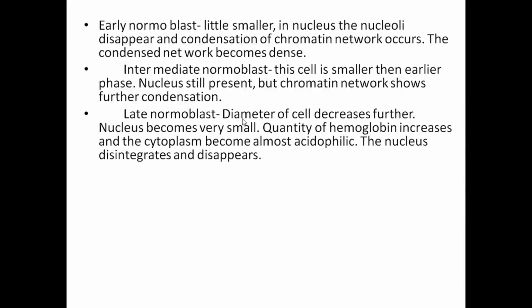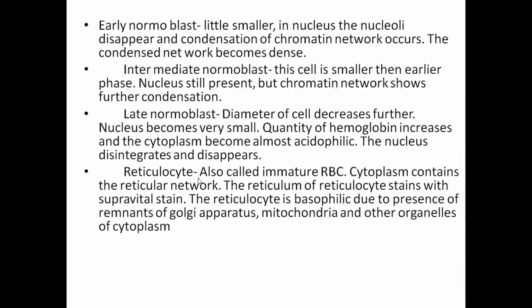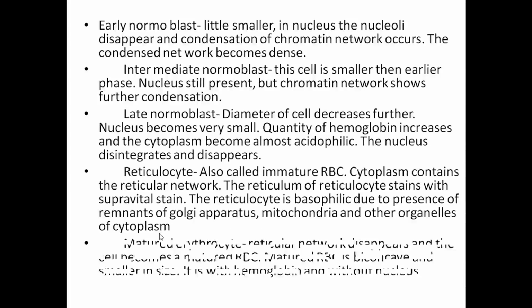Late normoblast: the diameter of the cell decreases further, the nucleus becomes very small, the quantity of hemoglobin increases and the cytoplasm becomes almost acidophilic, and the nucleus disintegrates and disappears. Reticulocyte, also called immature RBC, has a cytoplasm containing a reticular network. The reticulum of the reticulocyte stains with supravital stain. The reticulocyte is basophilic due to the presence of remnants of Golgi apparatus, mitochondria and other organelles of the cytoplasm.